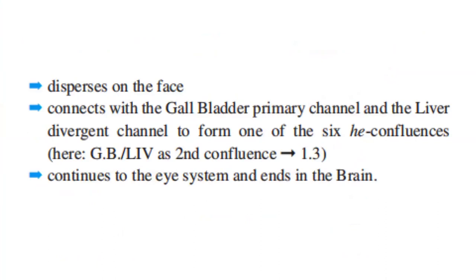It disperses on the face, connects with the gallbladder primary channel and the liver divergent channel to form one of the six co-confluences. Here is the gallbladder and the liver as the second confluence. And finally, it continues to the eye system and ends in the brain.